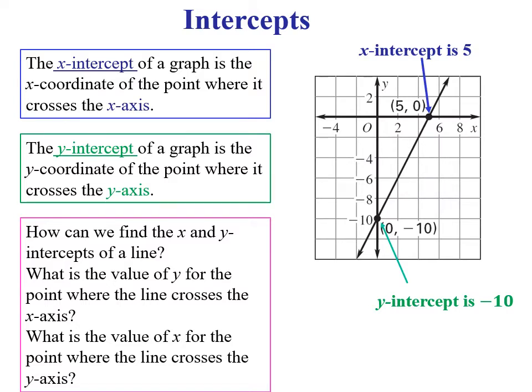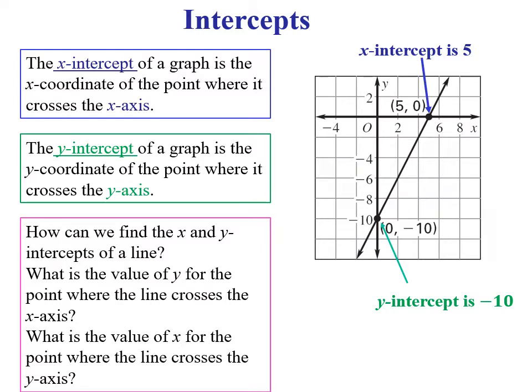The y-intercept of a graph is the y-coordinate of the point where it crosses the y-axis. Look at where the graph of the line crosses the y-axis. It is at (0, -10). Therefore, the y-intercept is -10.